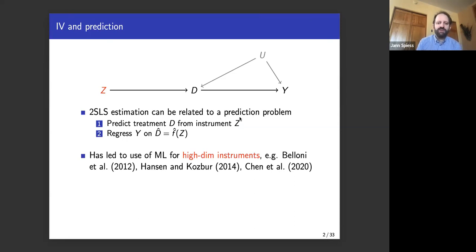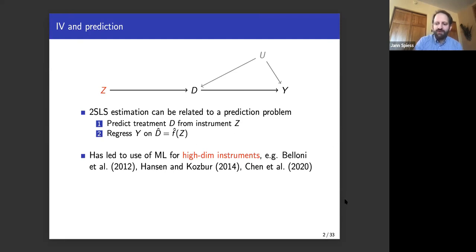And the typical setting there is basically we have a high-dimensional set of instruments, and from this high-dimensional set of instruments, we are predicting the treatment, and we can use techniques from machine learning in order to improve that first-stage prediction problem, which then in turn improves our ability to make inference on treatment effects.